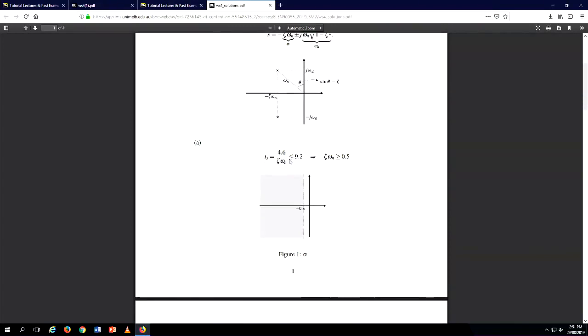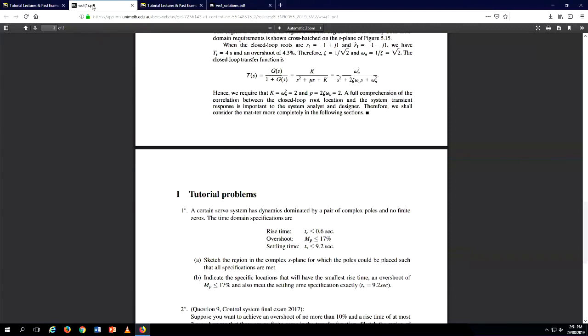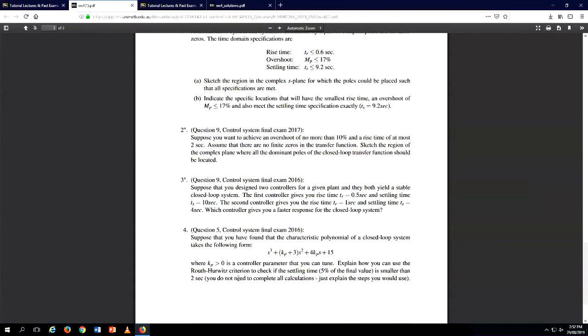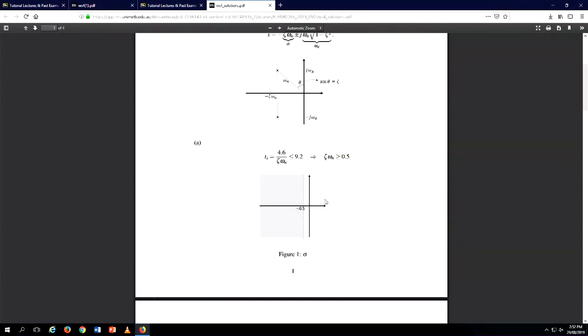So this is the formula. In the exam, I gave you 2 seconds, right? And over there, it was 9.2 seconds. So you just substitute this by 2. So then sigma should be larger than 4.6 divided by 2, 2.3. So then you get a vertical line, and all your poles have to be to the left of that vertical line. So what you can do then, you can play that trick I explained in the lectures.